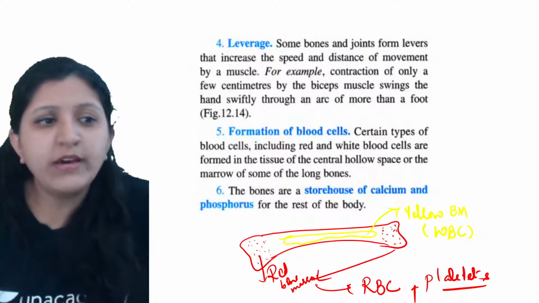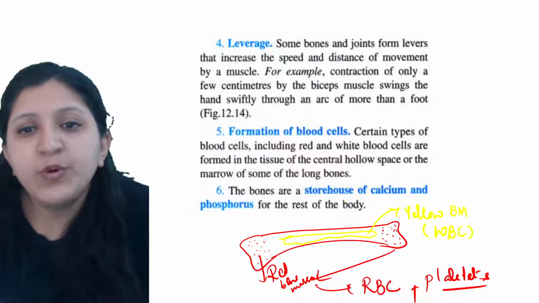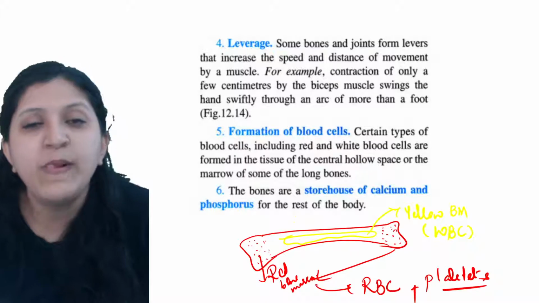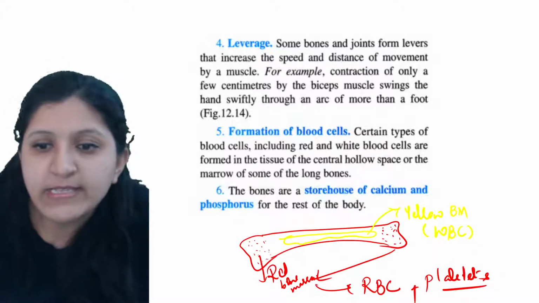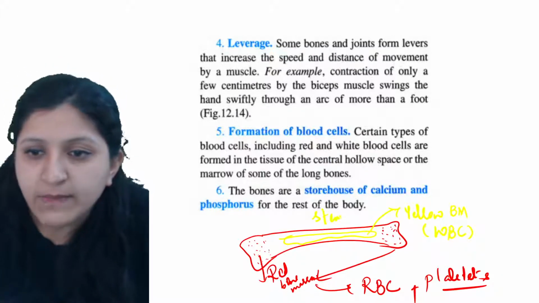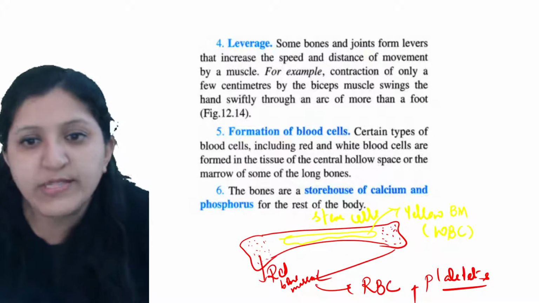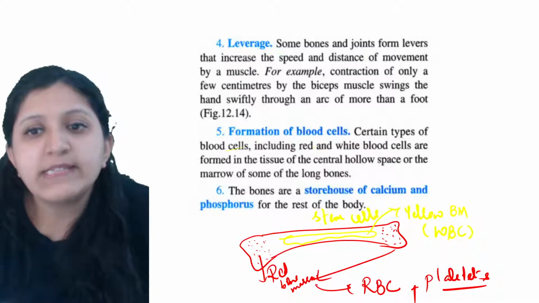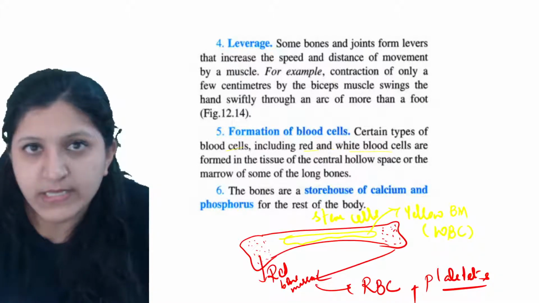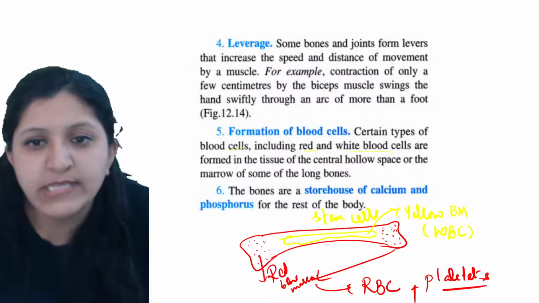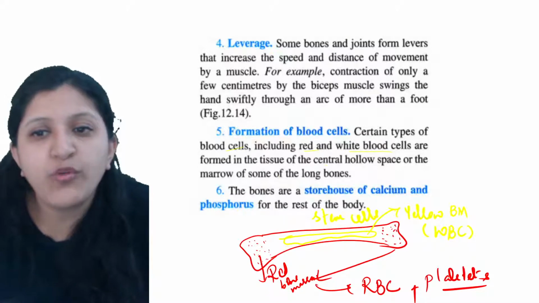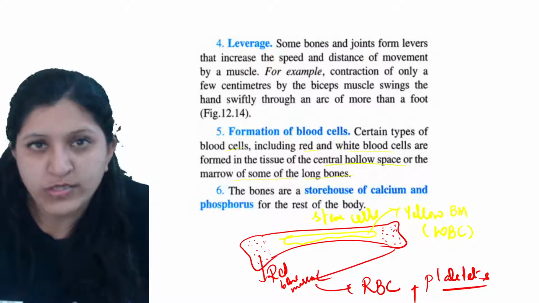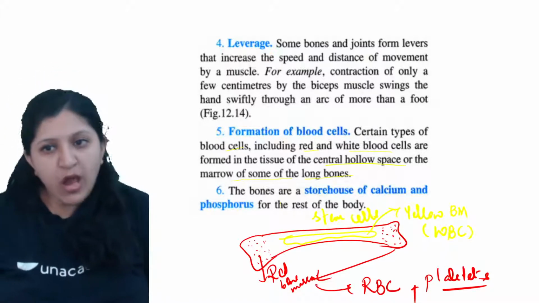The bone marrow has the capacity to synthesize different cells, mainly because of the stem cells. Stem cells are responsible for certain types of blood cells, including red and white blood cells. These are formed in the tissue of the central hollow space, or the marrow, of some of the long bones.